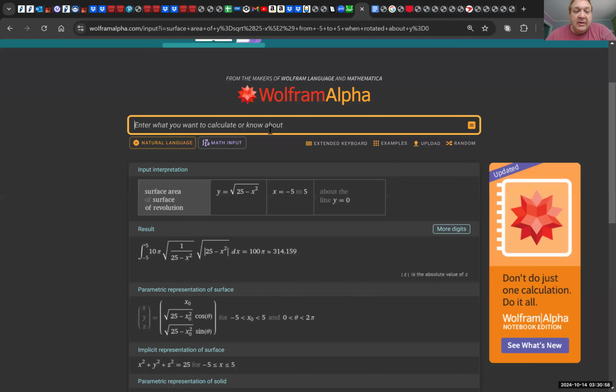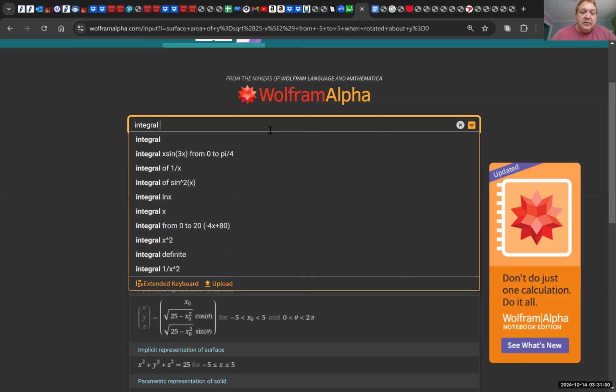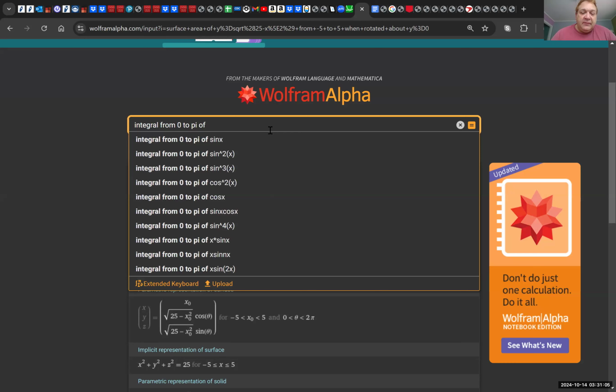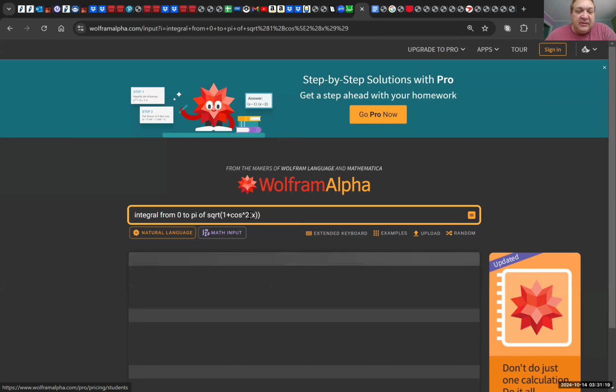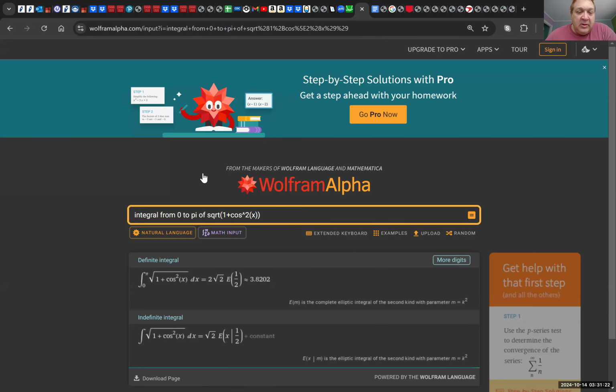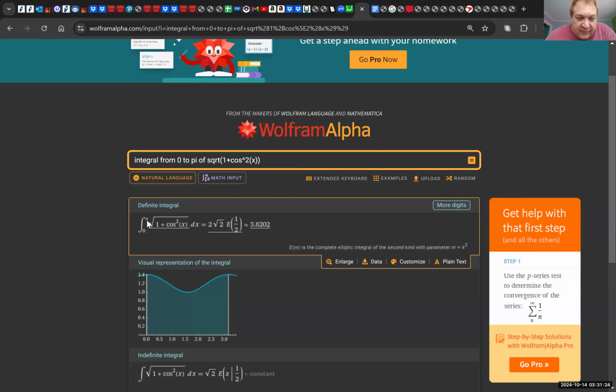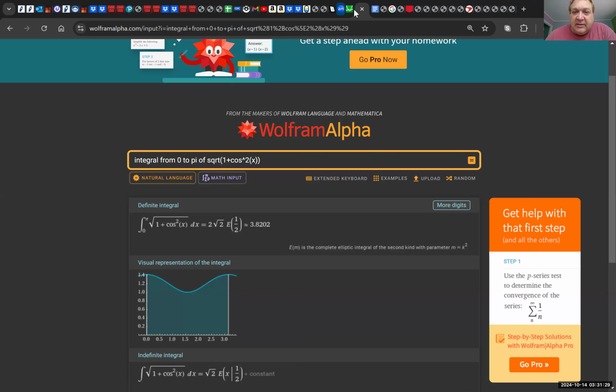So here's Wolfram Alpha. I'll just say integral from 0 to pi of, I think we had a square root of 1 plus cosine squared of x, something like that. Let's see if it does it. It's going to put into a nice form what I typed in. So integral from 0 to pi of the square root of 1 plus cosine squared x dx. We can double check that that's the correct integral, but it is.